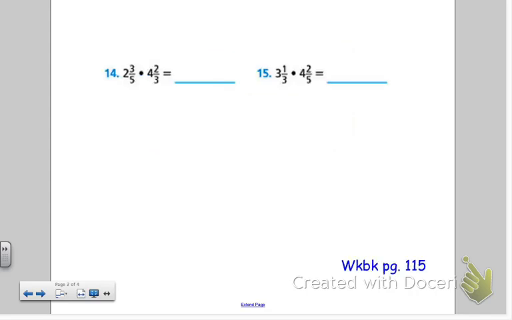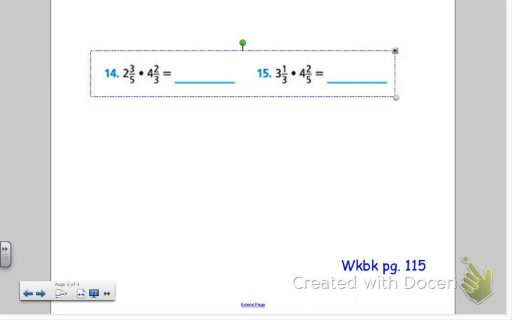So let's do some practice. This is workbook page 115. These were some of the problems I had asked you to skip the other day. Here we have 2 3/5 times 4 2/3. So the first thing I'm going to do is turn those mixed numbers into improper fractions. So I'm going to do 2 times 5, which is 10, plus 3 more, and now I have 13/5. And 4 times 3, which is 12, plus 2 more, and now I have 14/3. And now I can multiply.